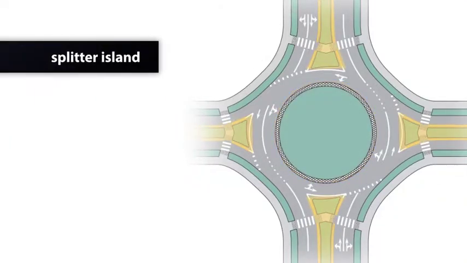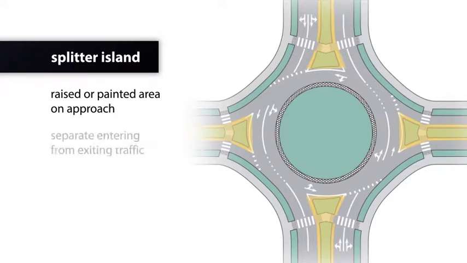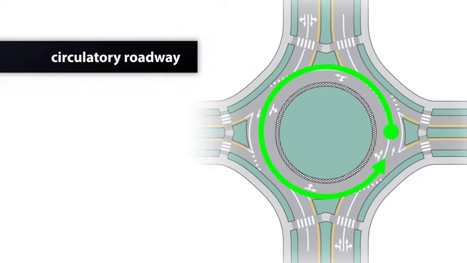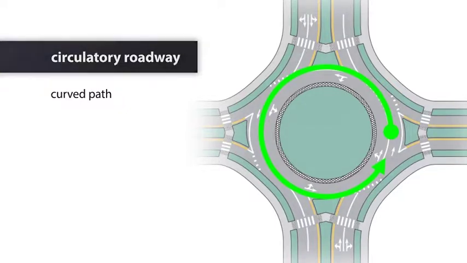The splitter island is either a raised or painted area on an approach used to separate entering from exiting traffic and deflect and slow down entering traffic. The splitter island also provides space for pedestrians to cross the road in 2 stages. The circulatory roadway is the curved path used by vehicles to travel in a counterclockwise fashion around the central island.